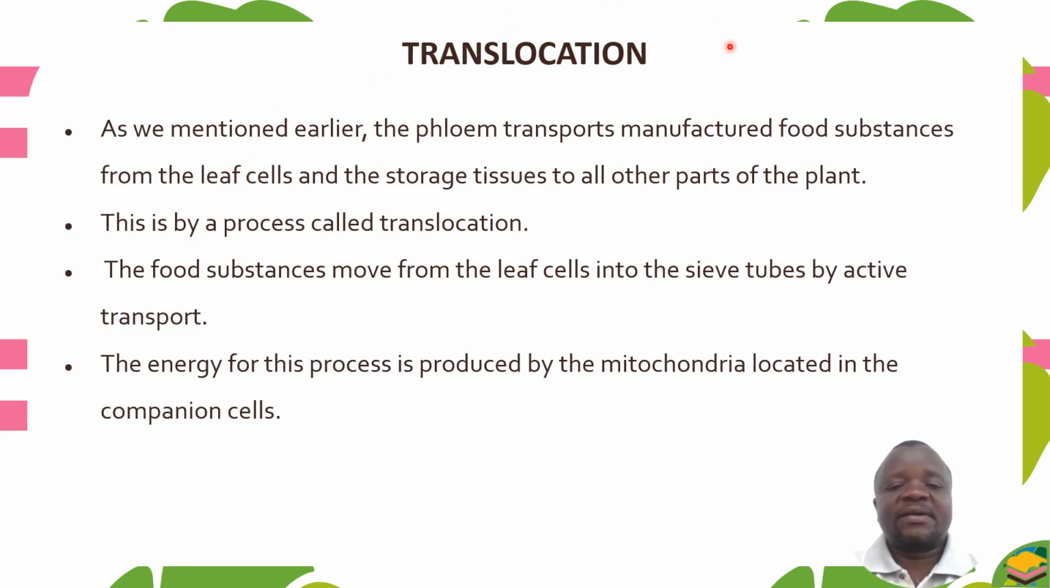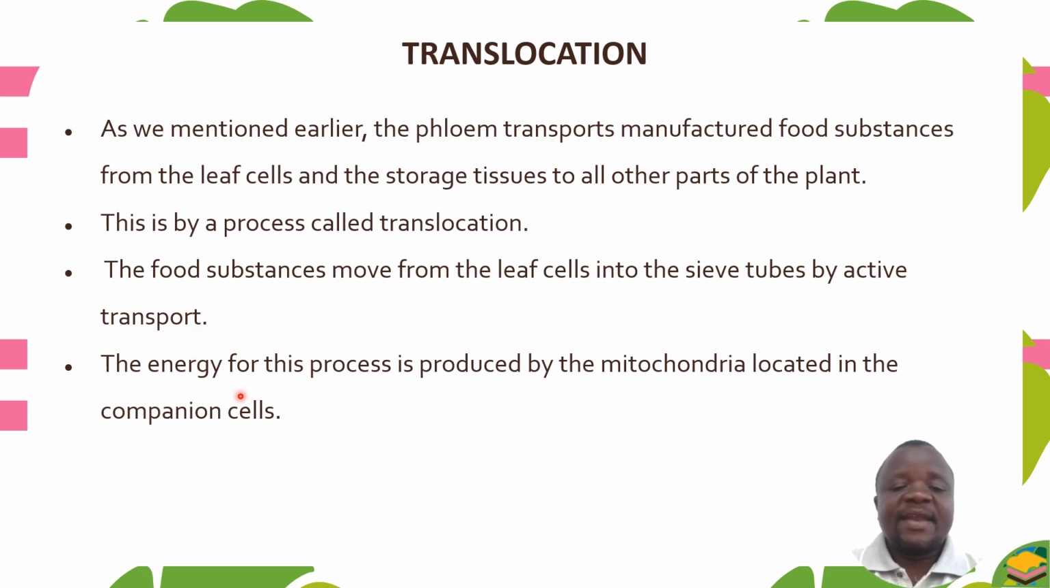Now here we are, translocation. As we mentioned earlier on, the phloem translocates manufactured food substances from the leaf cells and the storage tissues to all other parts of the plant. This is by a process called translocation. So the food substances move from the leaf cells to the sieve tubes by active transport. Active transport is the movement of food from the leaf cells to the sieve tubes against a concentration gradient.